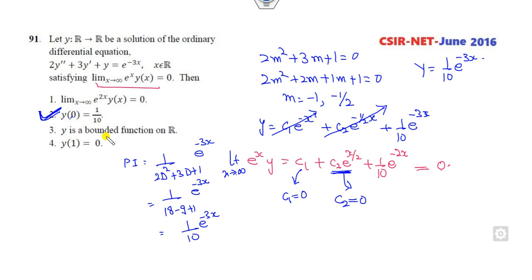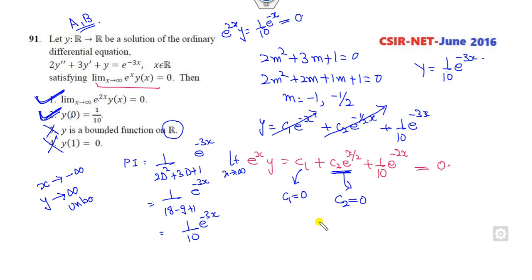y is a bounded function, that's wrong, because if you take x on the real line, as x goes to minus infinity, y goes to infinity, so this is unbounded. Then e raised to power 2x times y, what is that? This is 1 by 10 e raised to power minus x. If you take x to infinity, this will go to 0, which is also right. So A and B are the right answers of this problem. Okay, look at the other one.